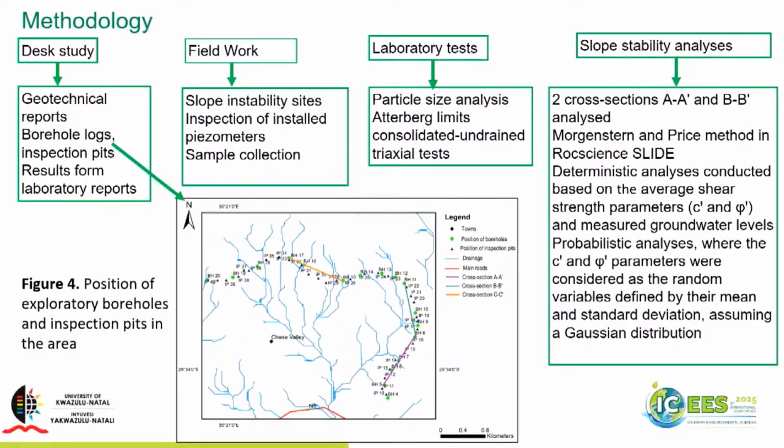We did a deterministic analysis based on the average shear strength parameters and the observed groundwater levels. Then furthermore, we conducted a probabilistic analysis where the effective shear strength parameters, c' and phi', were considered as random variables defined by their mean and standard deviation, assuming a normal distribution.